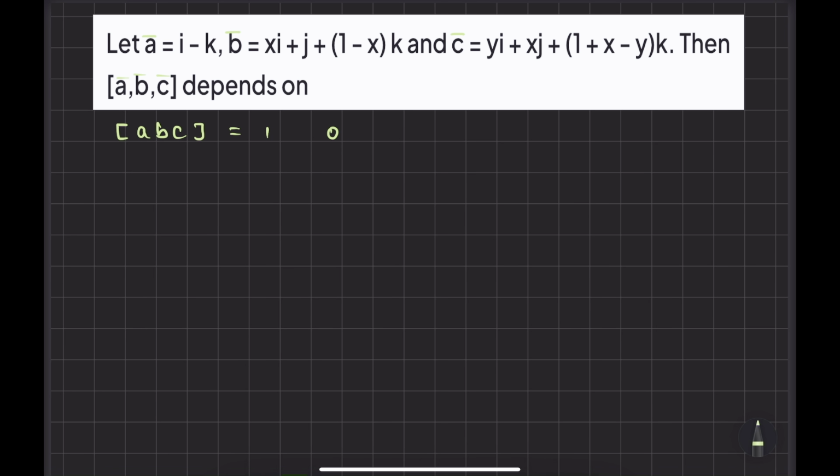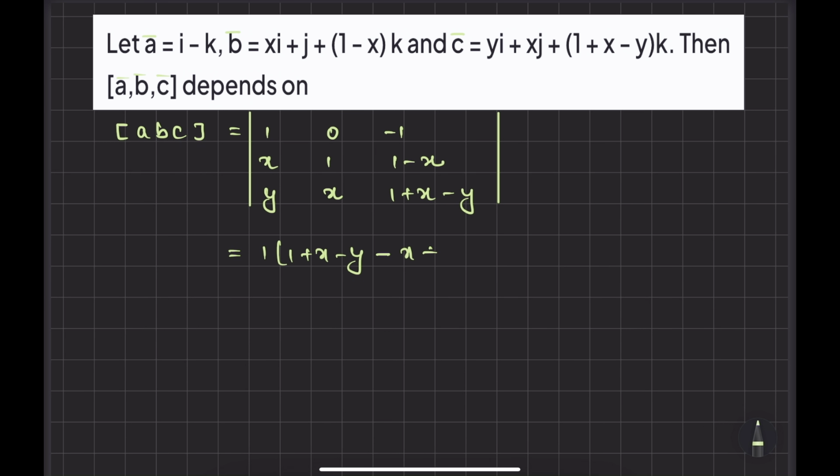So this is 1, 0, minus 1, x, 1, 1 minus x, then c, y, x, 1 plus x minus y. Now, let's open this determinant. So 1 times 1 plus x minus y, minus x plus x square, minus 0 times 0, minus 1 times x square minus y.